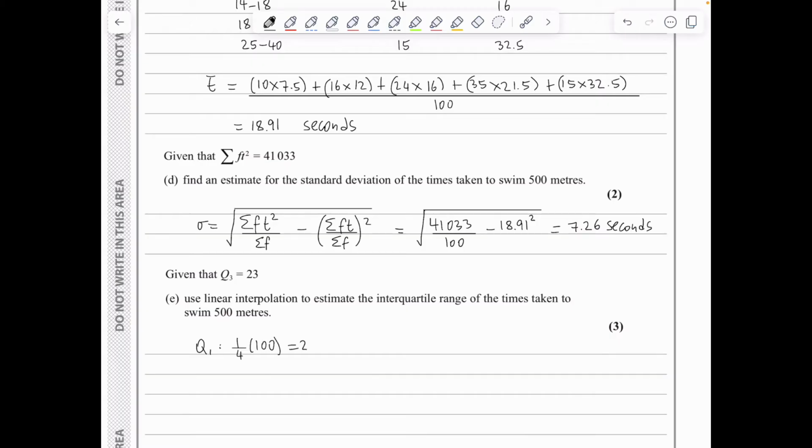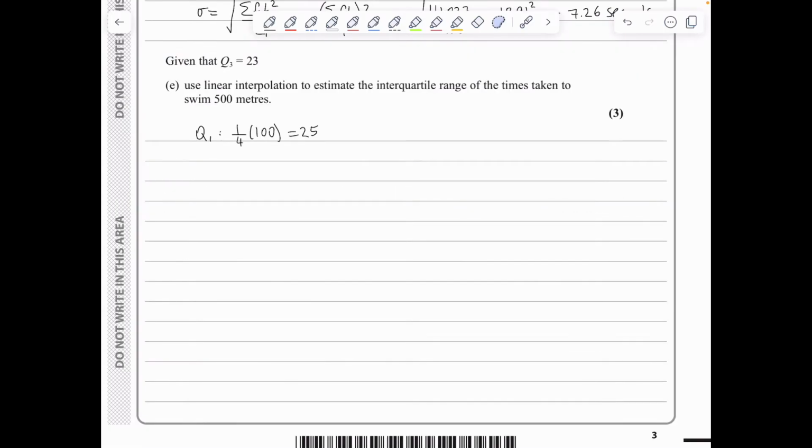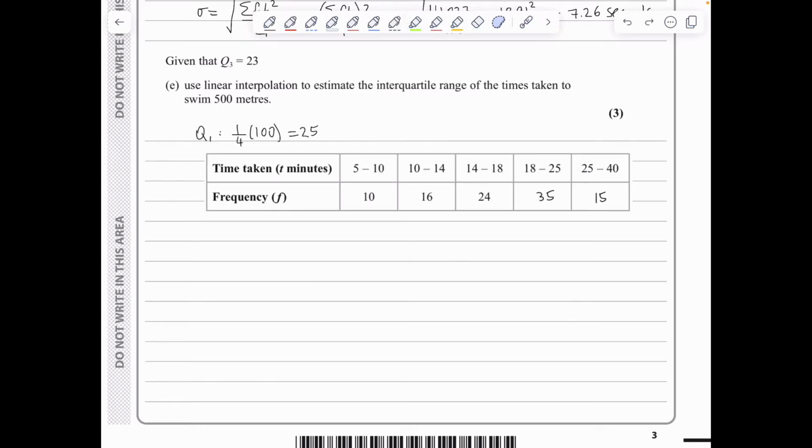So this gives me 25, and I need to interpolate the value, the time corresponding to the 25th position. Looking at the frequency table we had, we can add the cumulative frequencies. So this is 10, 10 plus 16 is 26, 26 plus 24 is 50, then it's 85, and then it's 100. We know that the last value in the cumulative frequency line should be the total frequency. We're trying to interpolate the time corresponding to the 25th position, and the 25th position is between 10 and 14.